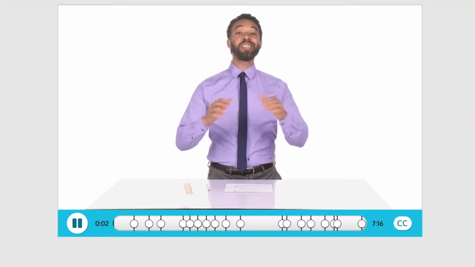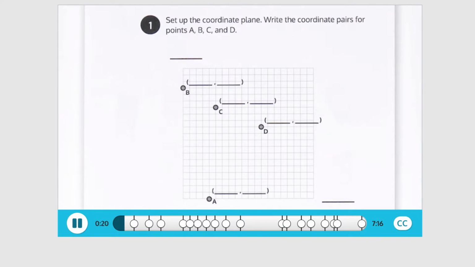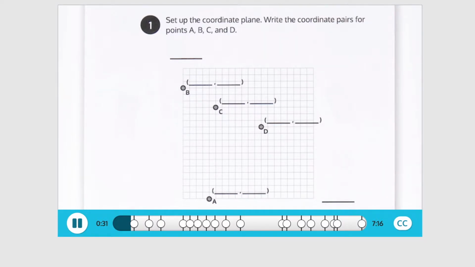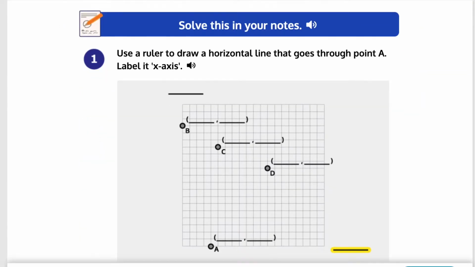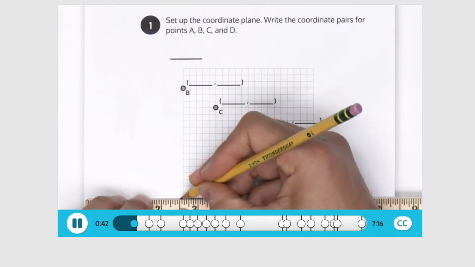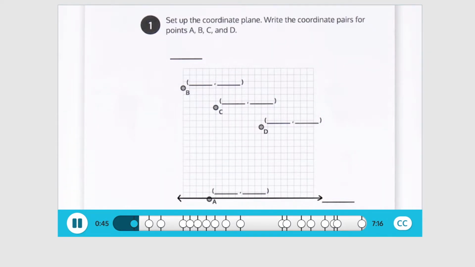Hey there, Zernstar. Let's keep working with coordinates. Let's construct a coordinate plane from this grid. First, we'll draw the x-axis. Use a ruler to draw a horizontal line that goes through point A. Label it x-axis here. So go ahead and pause the video to draw the x-axis in your notes or in Desmos. I'll draw a horizontal line that goes through point A like this and label it here.